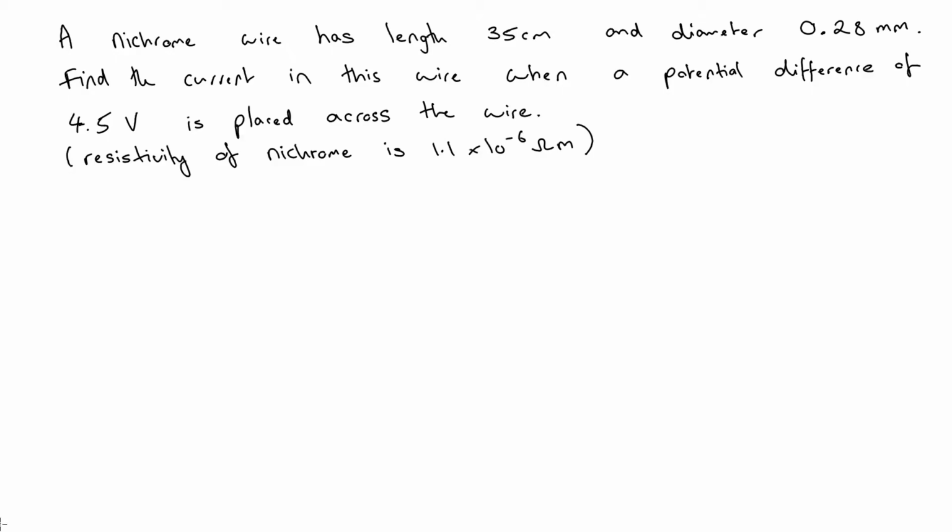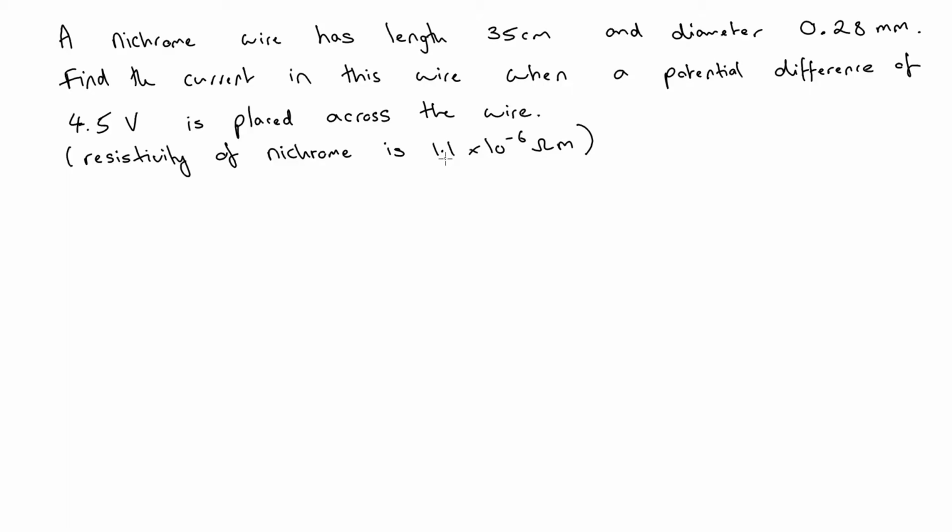Okay, so basically if we want to find the current in a conductor, we need to know two things. We need to know the potential difference across it, which we do, and we need to know the resistance. Then we can use V equals IR. We haven't got the resistance here, but we have got the resistivity. Now, resistivity is a property of a material. It's important to realise that. Resistivity is a property of a material.